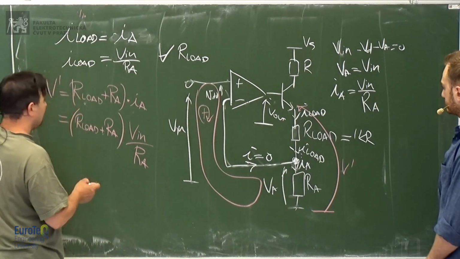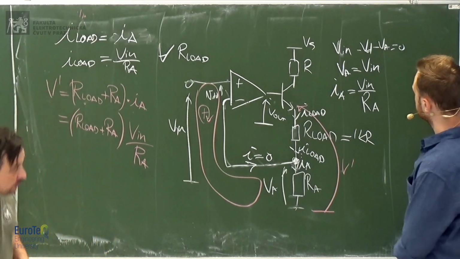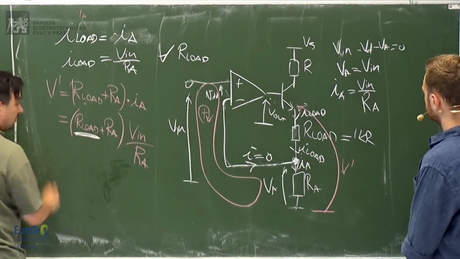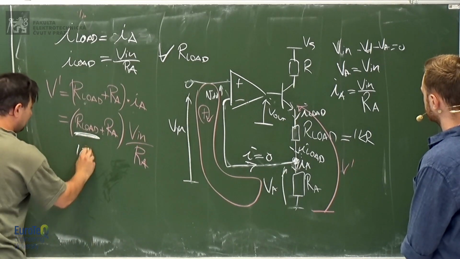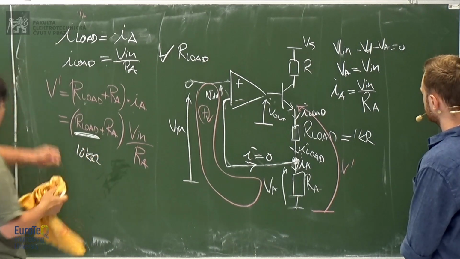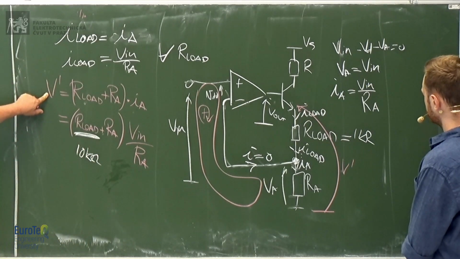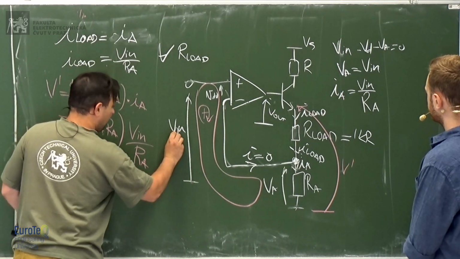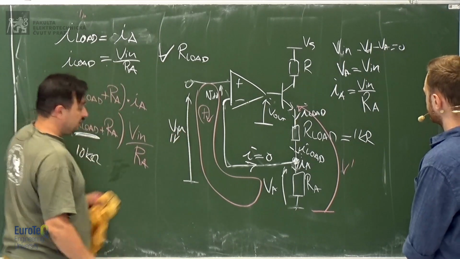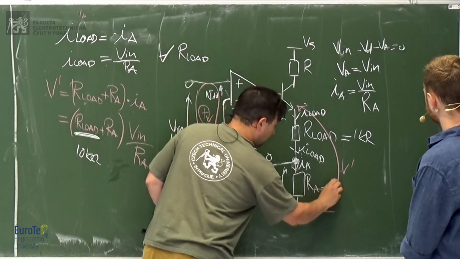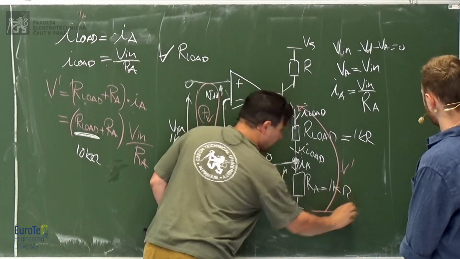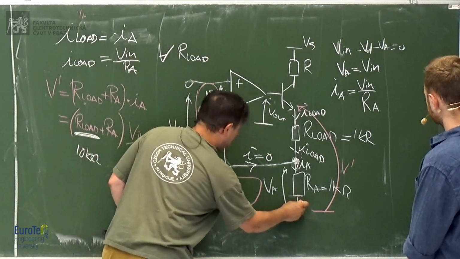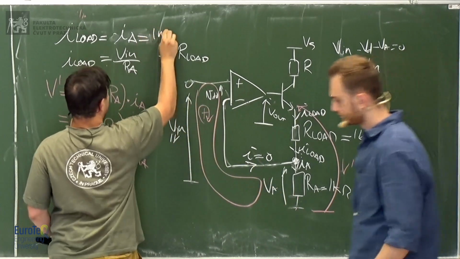Why is this a current source? Because for any load, if you change the load, instead of 1 kilo you get 10 kilo ohms, you will change this voltage, but you will still have the same current. Let's say that here I have 1 volt, and here I have 1 kilo ohm, okay? So the current will be 1 milliamp. So the current here will be 1 milliamp.